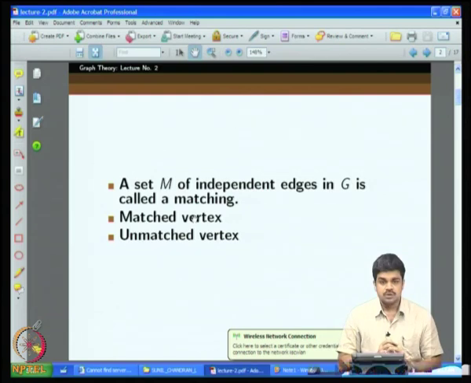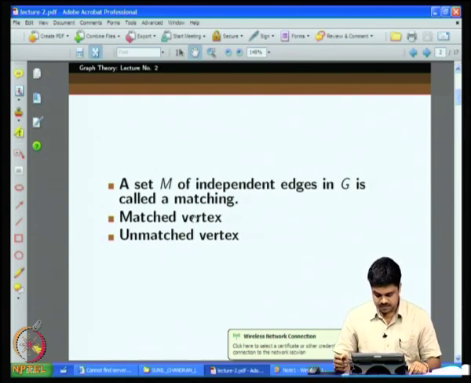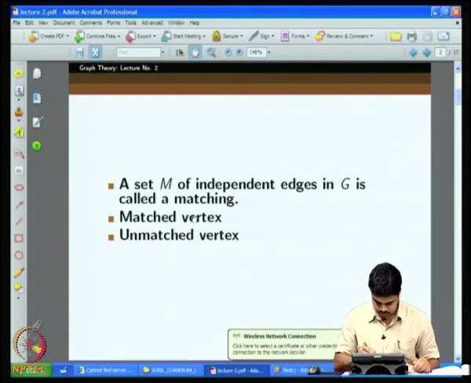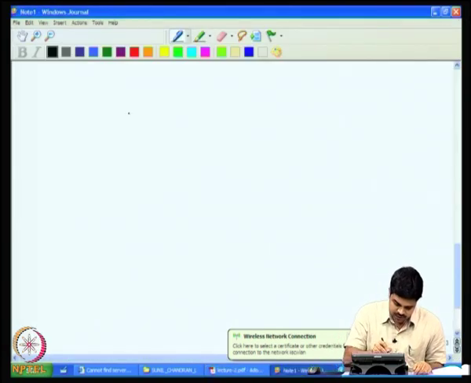Today we will talk about matchings. A collection of independent edges in a graph is called a matching. So, let us see an example. So, consider this graph.